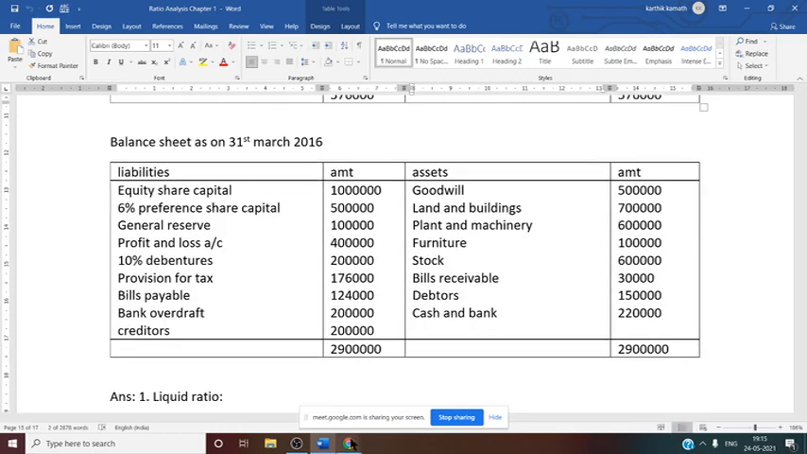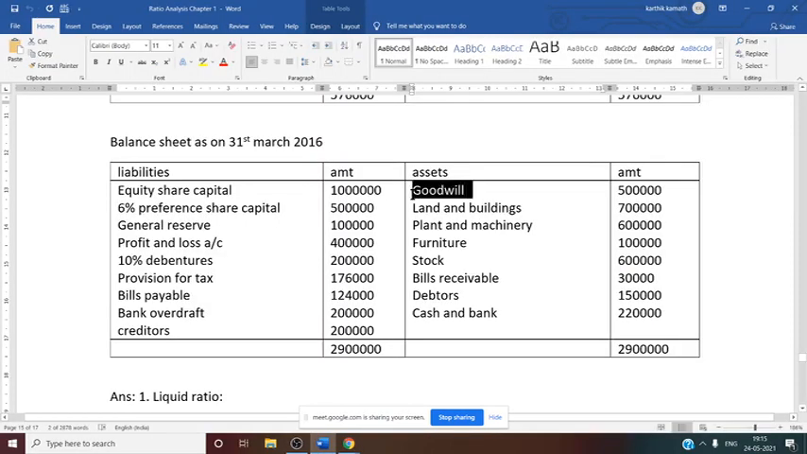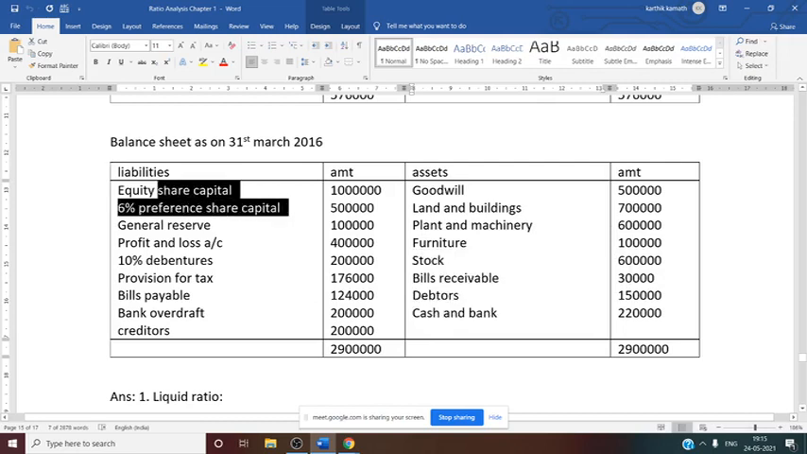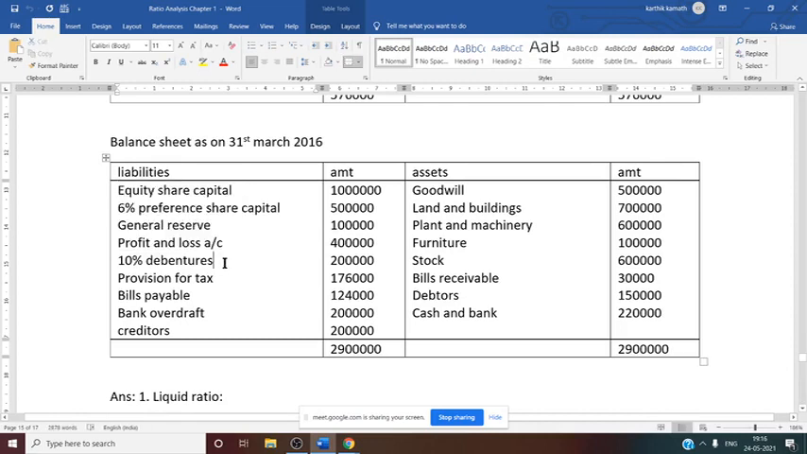So now in the balance sheet there are various items. Now on the asset side, we need to see goodwill. This is an intangible asset. Land and building, plant and machinery, furniture, all these 3 things are fixed assets. Stock, bills receivable, debtors and cash at bank, these 4 things are current assets. Then on the liability side, if you see equity share capital, preference share capital, general reserve, profit and loss account, all these 4 things are shareholders' fund, or else you can say equity shareholders' fund.